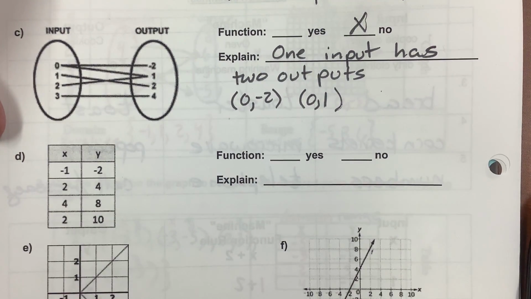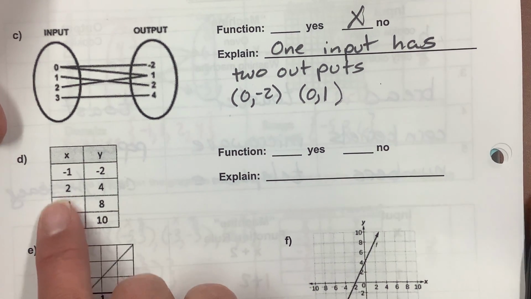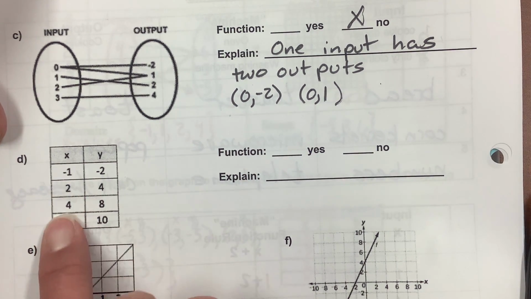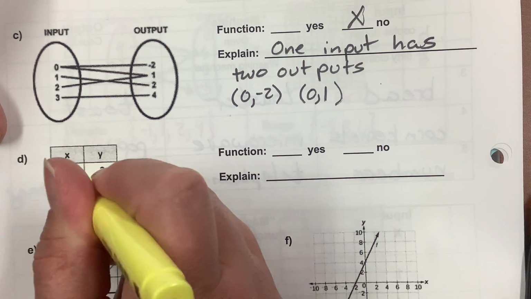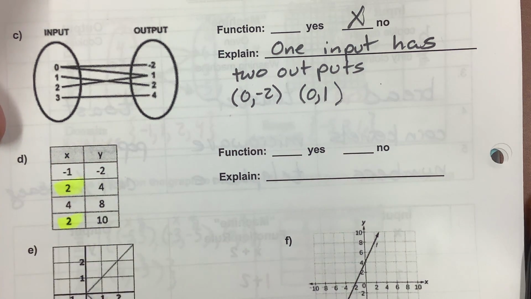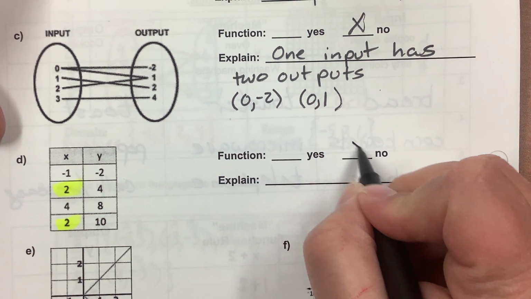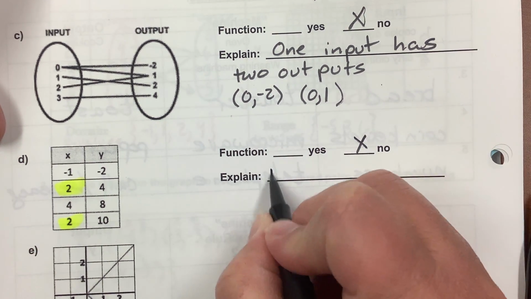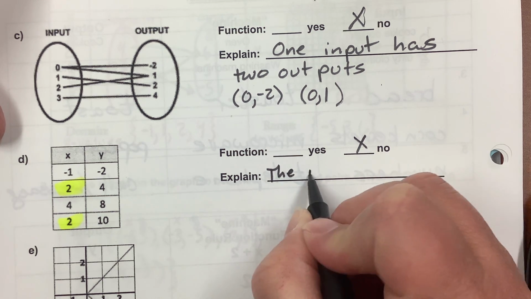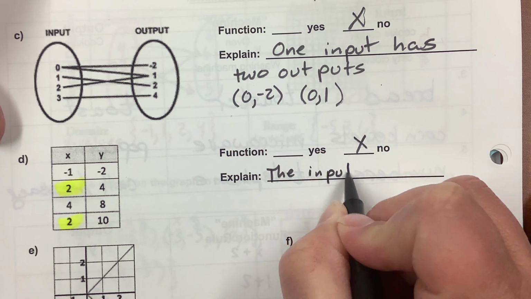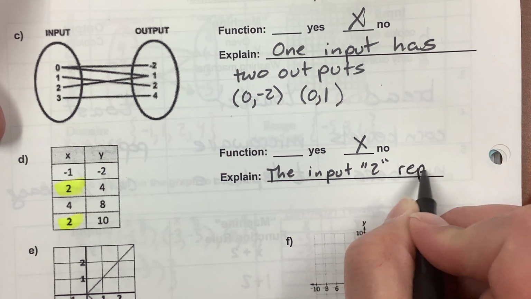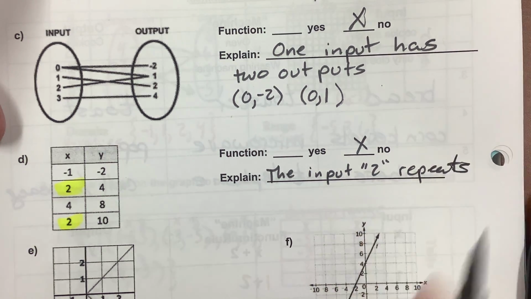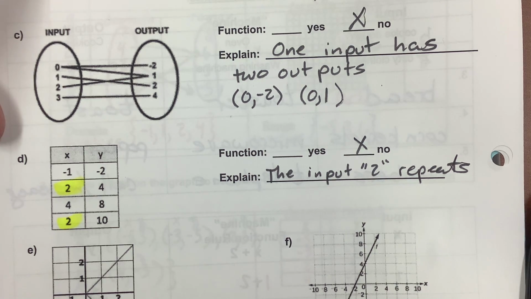Let's look at this one. This is another table. -1, 2, 4, 2. Oh, look at that. My x value repeats. Is this a function? No. The input 2 repeats. And if the input repeats, not a function.